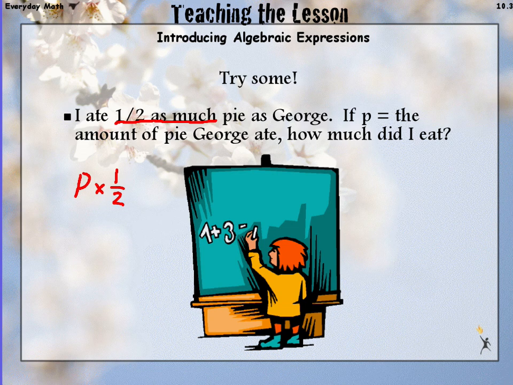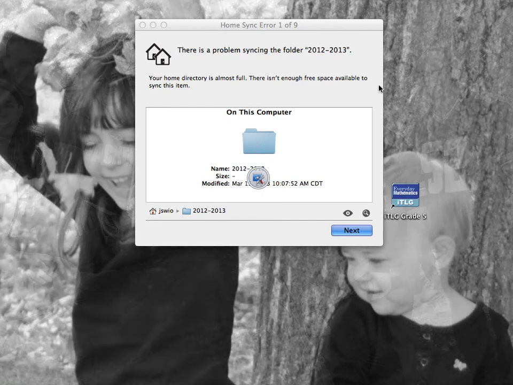I ate half as much pie as George. If P is for the amount of pie George ate, how much did I eat? Well, half of it. When I'm talking about half, that is multiplying by a half or dividing by 2. This is the same thing if you're thinking back to Unit 8 when we were multiplying or subtracting fractions. We know that P is going to go over 1. P times 1 is P. 1 times 2 is 2. So P divided by 2 is what's going to be left. So that's 2 ways to get the same problem.